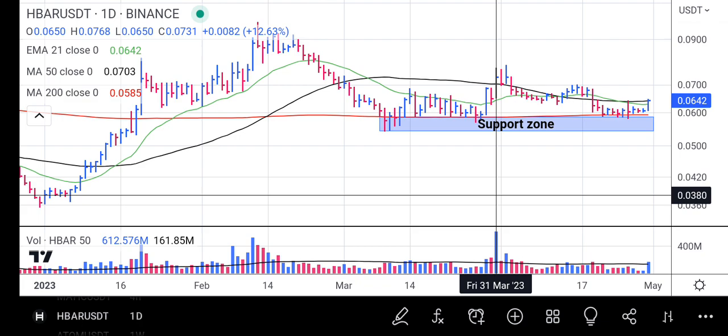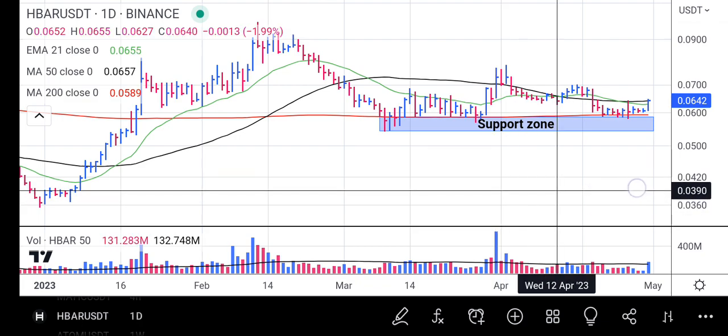It rose above the 50-day moving average and the 21-day moving average with a very explosive bar. That's support from institutional traders, but it couldn't follow through. So in about 3 sessions, HBAR quickly dropped below the 50-day average line. It couldn't sustain the rally.